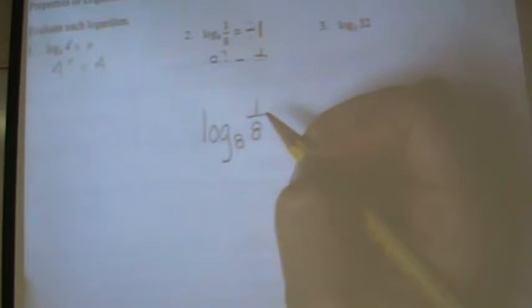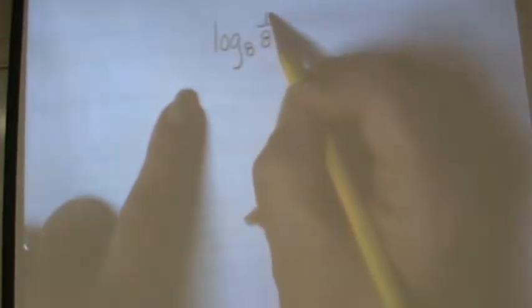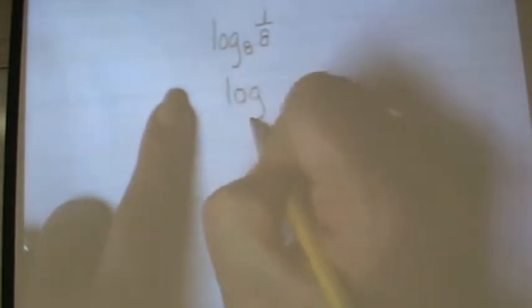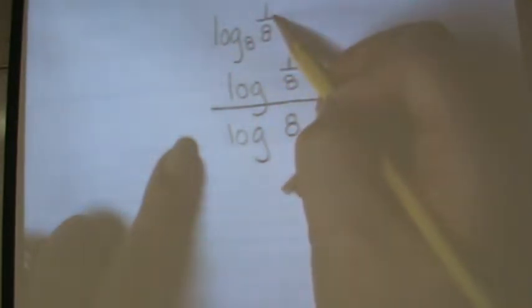What you have to do is called the change of base formula. I'm going to show you how to do it on the cheapy calculators, I call them cheapy. So, the change of base formula looks like this. You are going to do the log of this number, 1/8, divided by the log of this base. So you take the log of this number divided by the log of 8. We call that the change of base formula.